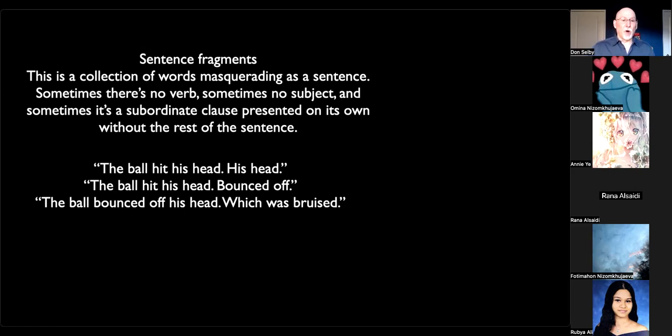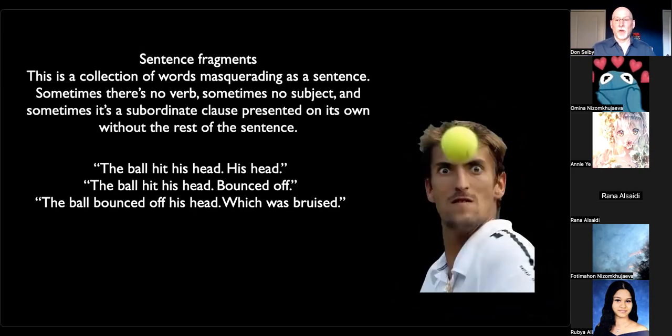Third, the ball bounced off his head, which was bruised. Which was bruised is an example of a subordinate clause, right? So there should be a comma after head, and then which was bruised should just be part of the whole sentence rather than a sentence on its own. And here we have a poor guy getting hit in the head with a tennis ball.